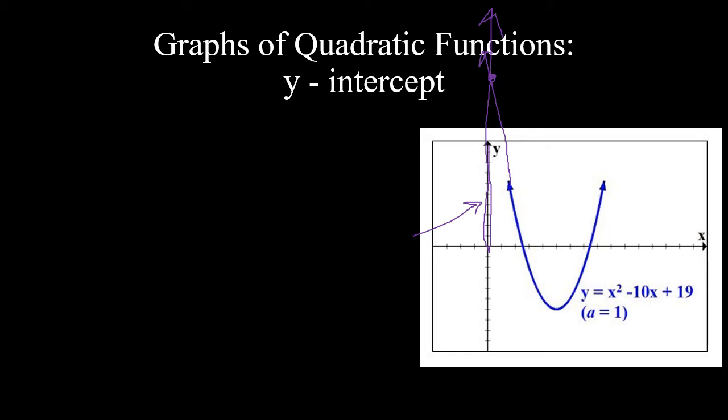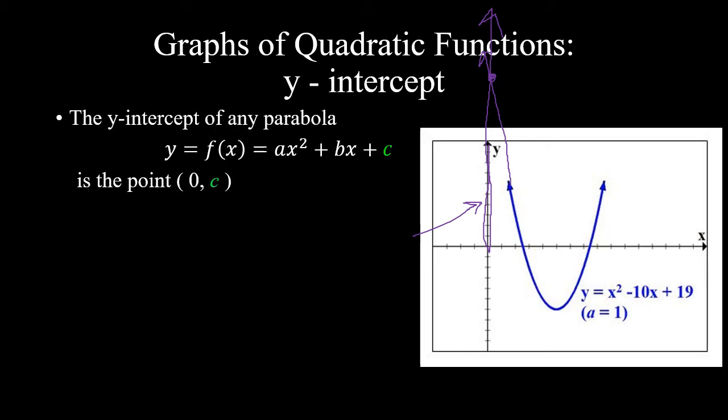How do we find it when we're dealing with a quadratic function? So the y-intercept of any parabola is the point (0, c), okay? So any parabola of the form f of x equals ax squared plus bx plus c, our y-intercept is simply the point (0, c). So whatever your c value is, whatever that coefficient is, that's what your y value will be. That's where your graph is going to hit the y-axis.